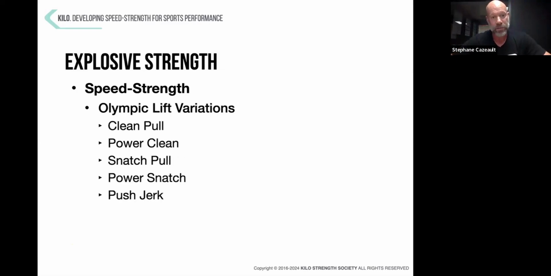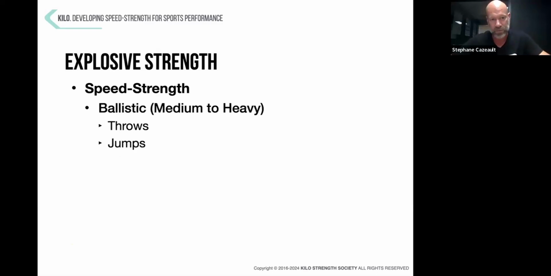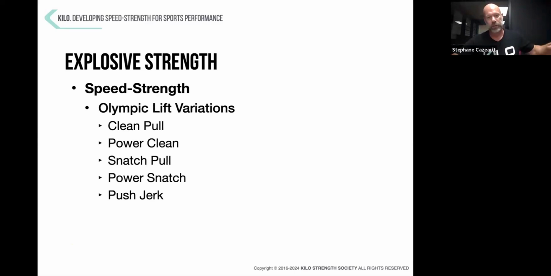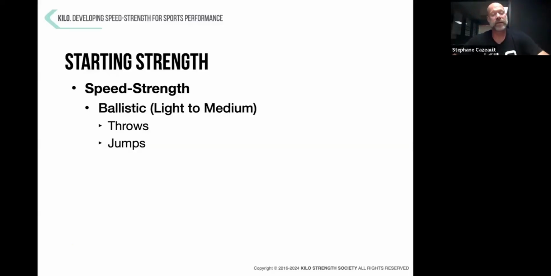But these three follow a continuum. Yes, it's all explosive strength, but this is your heavy explosive strength, your medium explosive strength, and this is your light explosive strength. And when in doubt, follow the continuum. So if you have an athlete that's new to speed strength training, there's no need to go right away to ballistic if you didn't spend time improving the heavier side of your explosive strength component. Always follow the continuum.